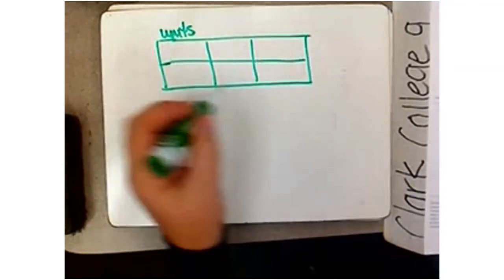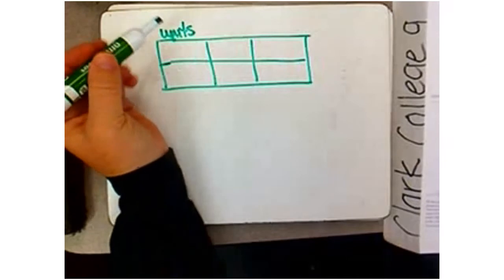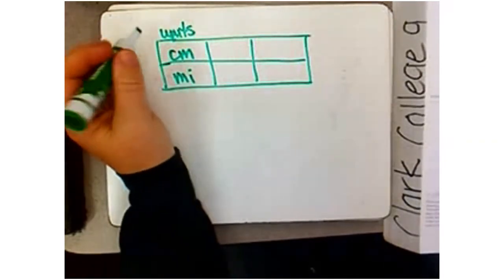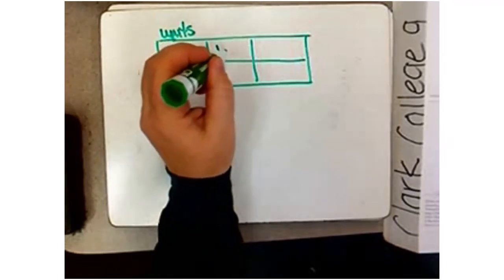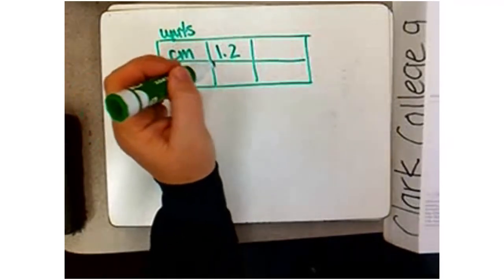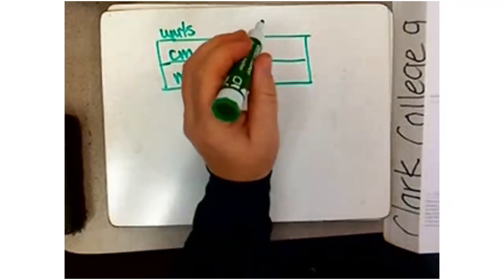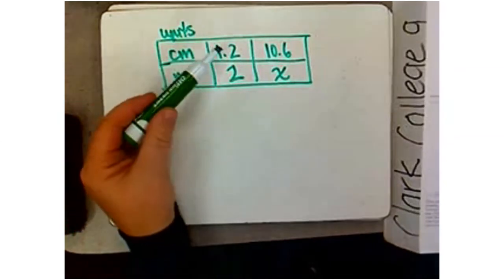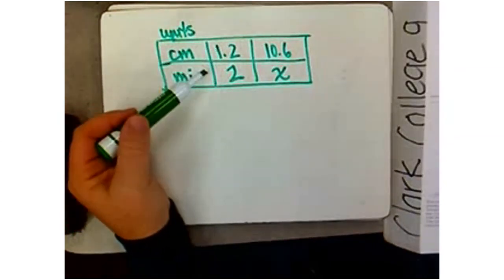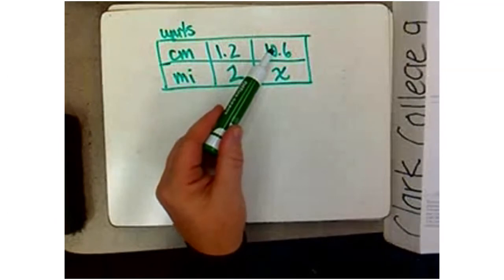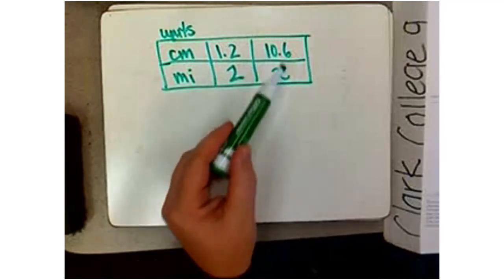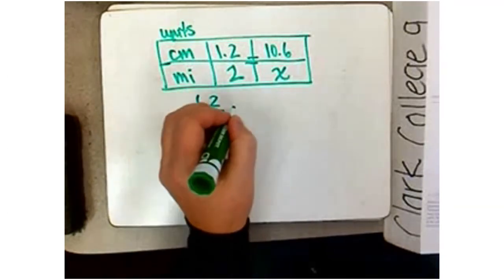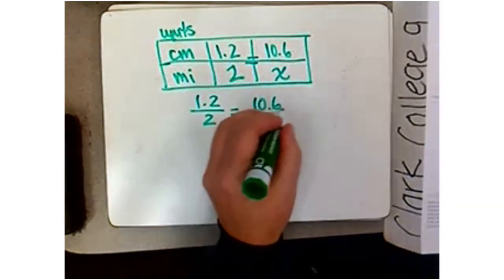So you make your 6-cell box. First column is your units. What are they comparing? They're comparing centimeters to miles. So then we're going to plug in the information. They have 1.2 centimeters to 2 miles, and they want to know how much 10.6 centimeters is going to be in miles. So notice I plugged in 1.2 for centimeters to 2 miles in the second column, and then 10.6 centimeters in the third column to x. And there's your proportion. 1.2 is to 2 as 10.6 is to x.